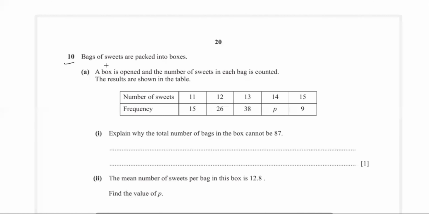Question number 10. Bags of sweets are packed into boxes. A box is opened and the number of sweets in each bag is counted. The results are shown in the table. Here are the number of sweets and the frequencies. Explain why the total number of bags in the box cannot be 87.